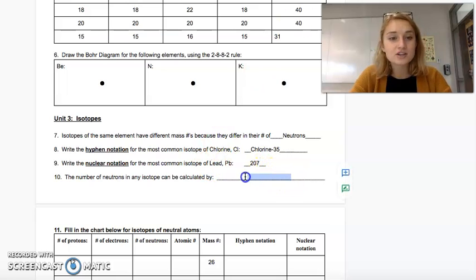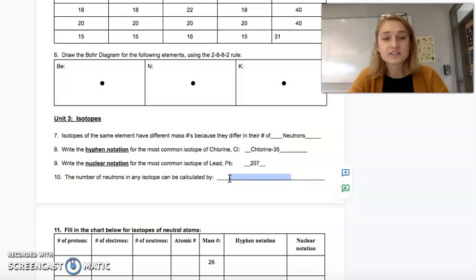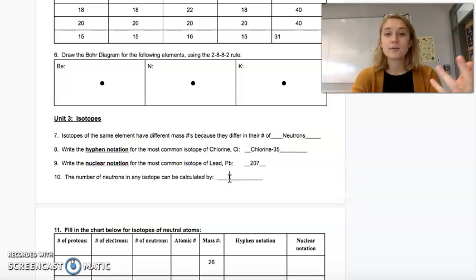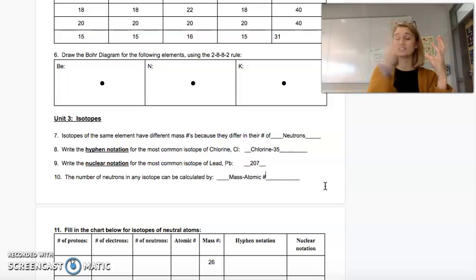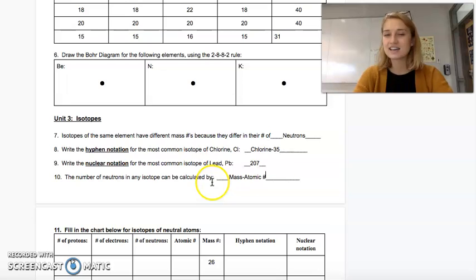Last question on the front page. The number of neutrons of any isotope can be calculated by, and this is a trick question because it's the exact same, mass minus atomic number. That should still give me the number of neutrons, right? I might have different masses, so my number of neutrons might be different, but that's okay. I don't have to calculate it any different.